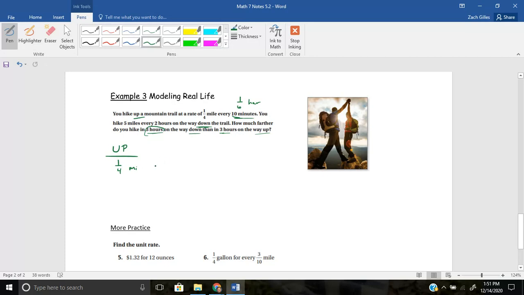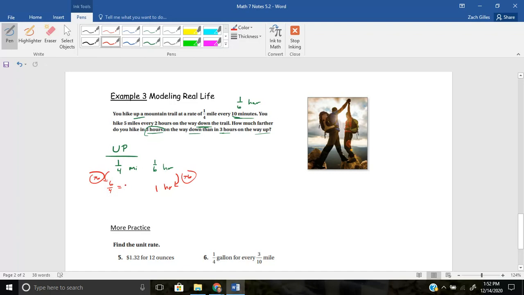So I'm going to make 10 minutes the same as 1/6 of an hour, so I can go a quarter of a mile in 1/6 of an hour. From here, let's find out how far I can go, not in 1/6 of an hour, but 1 hour. So how could I go from 1/6 of an hour to 1 hour? Well, I could just multiply by 6, right? If I took 10 minutes times 6, that'd give me 60 minutes or 1 hour. So if I multiplied my hours by 6, I'd also have to multiply my miles by 6 to keep this proportionate, which would give me 6/4 of a mile.